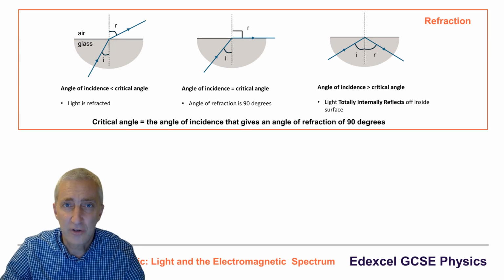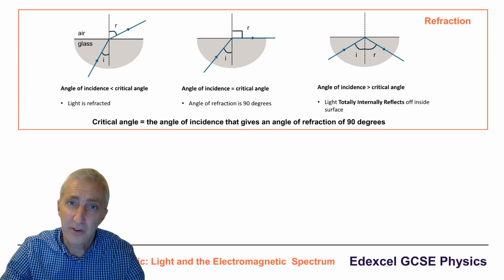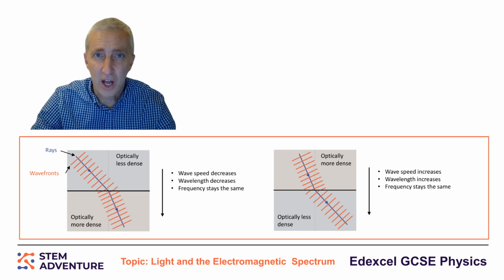The critical angle is often misunderstood. Remember that it is the angle of incidence for which the angle of refraction is 90 degrees. Beyond this angle, the light totally internally reflects. Here, how light and waves refract at boundaries is shown in more detail.